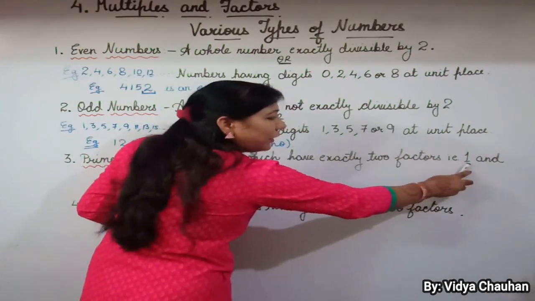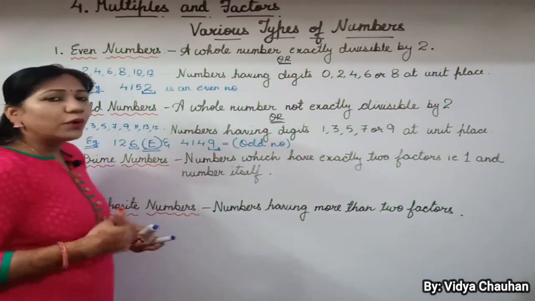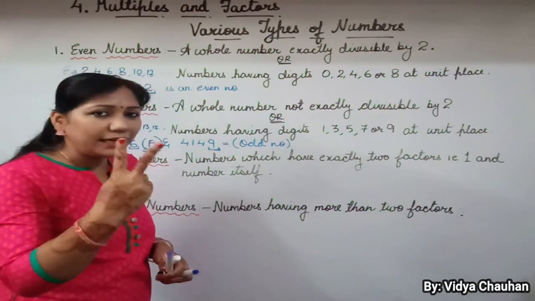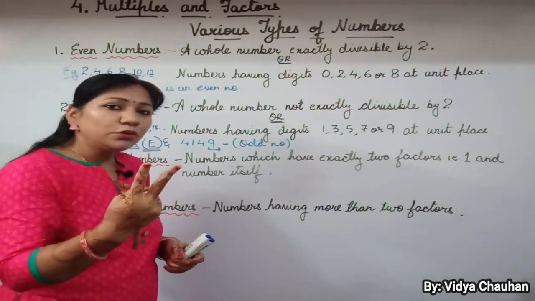One of the factors should be 1 and the second factor is the number itself. So what are prime numbers? Prime numbers are the numbers which are divisible by exactly two numbers. Only two numbers can divide that number. And what are those two numbers?